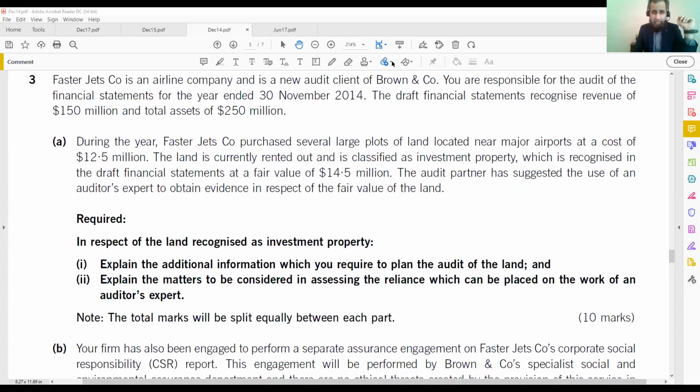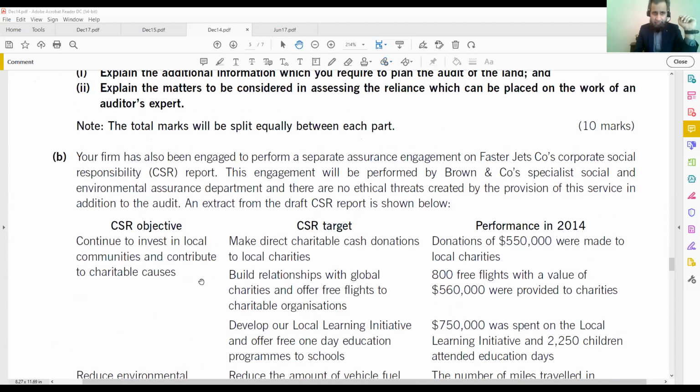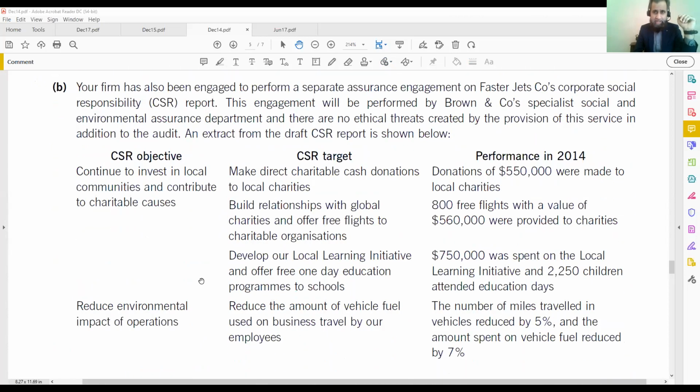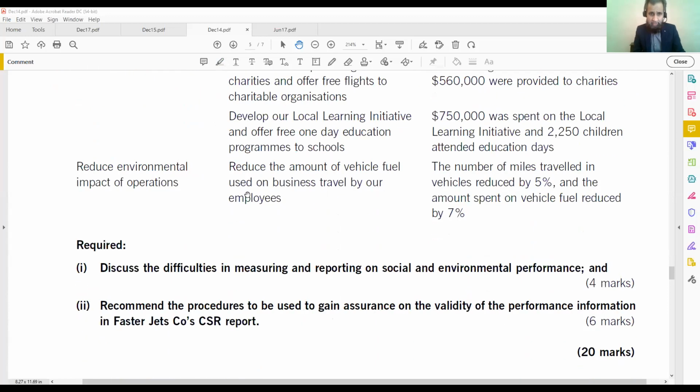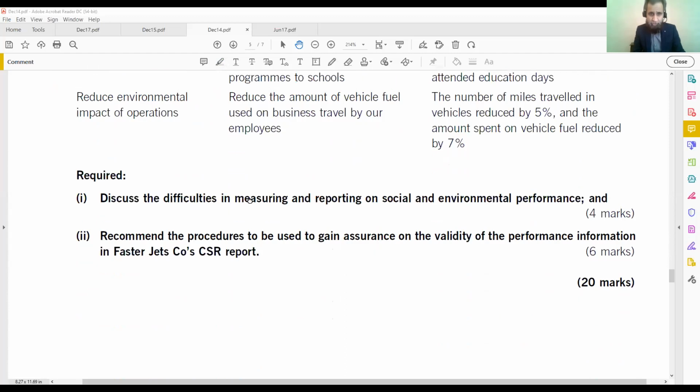Okay, we're looking at the B part, right? The B part. Can you see the B part here? Down. And in the B part, can you see the objective given? And against the objective, can you see the performance given in the last column? Can you see the left column and the right column, objective and performance? Right? And the examiner then asking you a question. Discuss the difficulties in measuring, that is the examiner article, and discuss the difficulty in reporting, examiner article, on the social and environmental performance. So what difficulties will the management face when they're measuring the performance or reporting the performance?